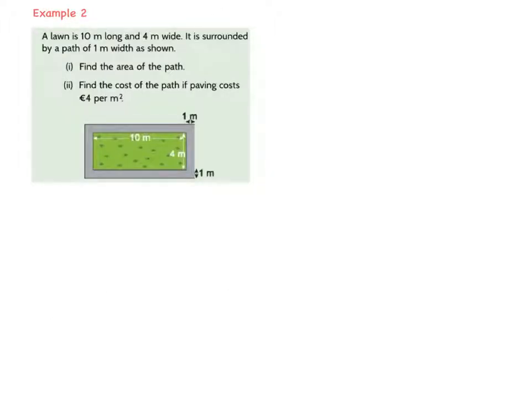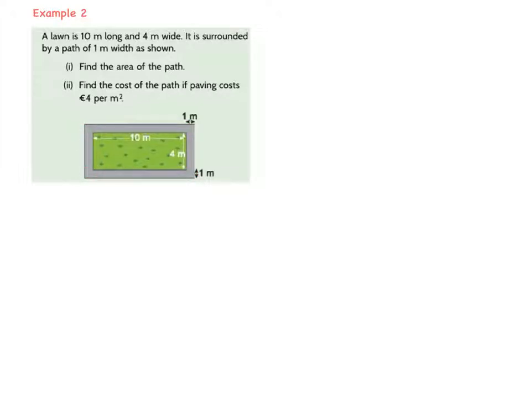And this is the second example, and here we have rectangles. The question says, a lawn is 10 meters long and 4 meters wide, and it is surrounded by a path of 1 meter width as shown. So we have a picture of it here. We know we have a lawn here and then a path all around.